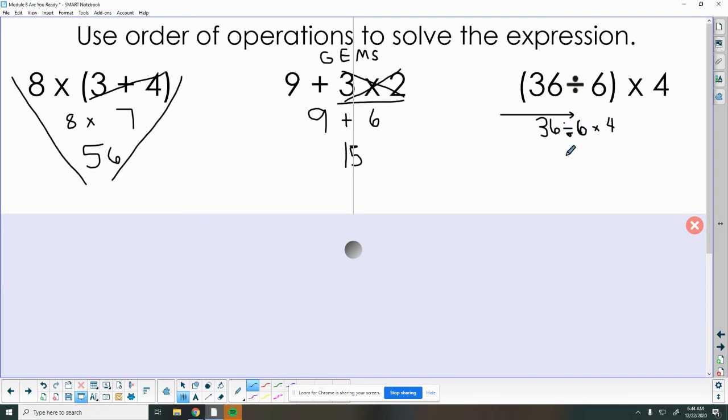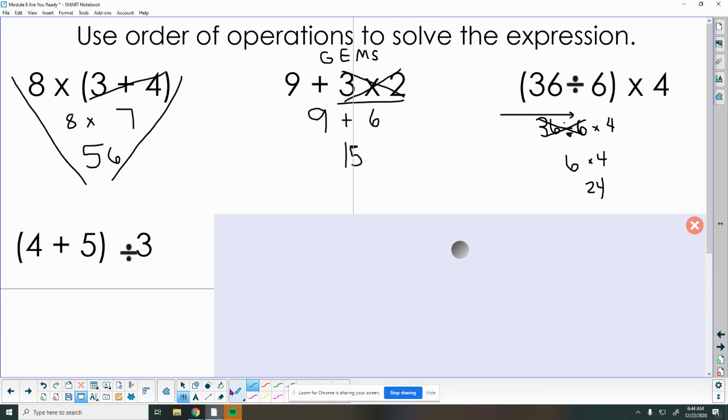So 36 divided by 6 is 6. I'm going to cross this off and bring everything else down. 6 times 4 is 24. Hey, let's try this one over here now. Kind of in a funny place. So write the problem down. We have parentheses, 4 plus 5, close parentheses, divided by 3.